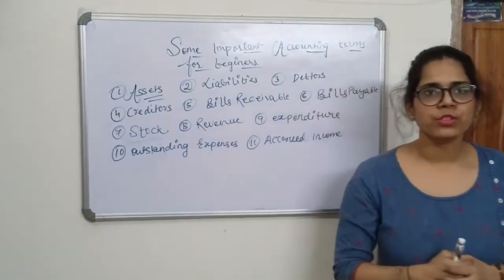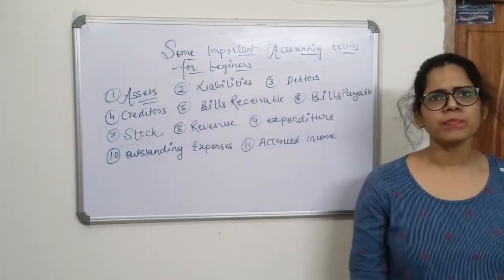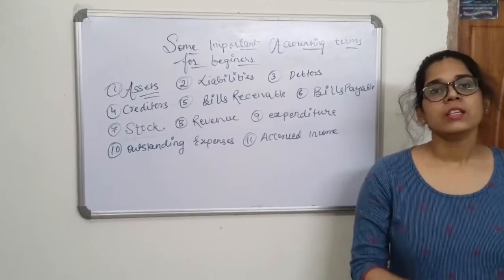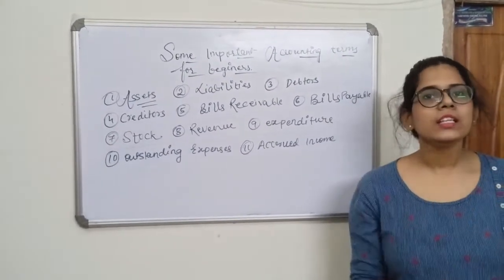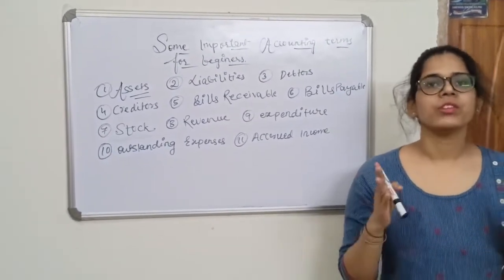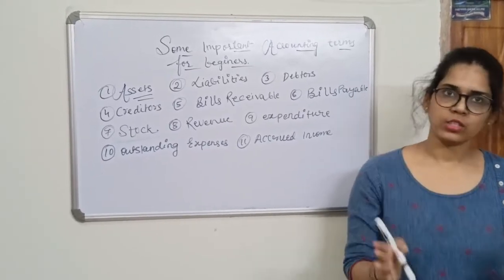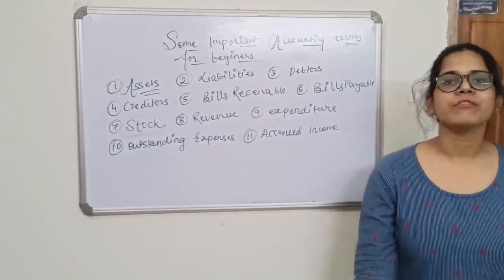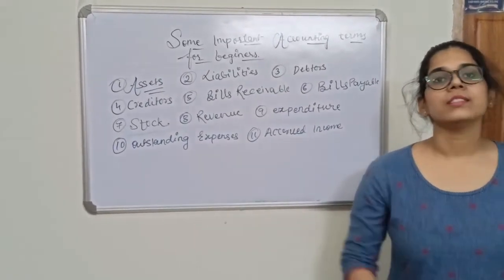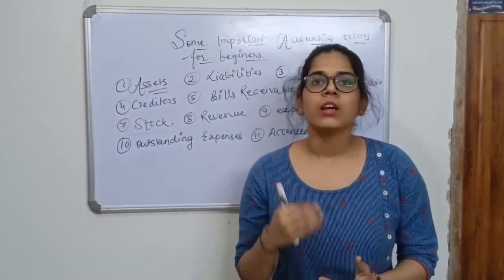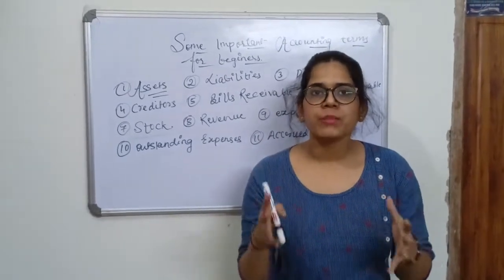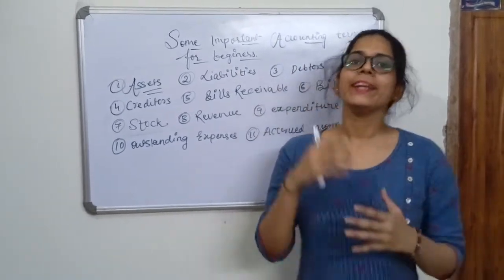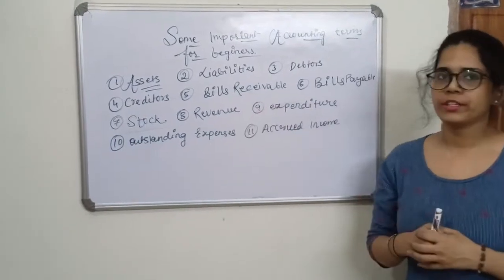Coming to revenue. Revenue is a simple term which we have all studied. It is nothing but the income of a company or a firm by selling its goods. Whereas expenditure is the amount of money the company is spending, right? The amount which a company or a firm is spending comes under the head expenditure. So these are the two correlated terms.